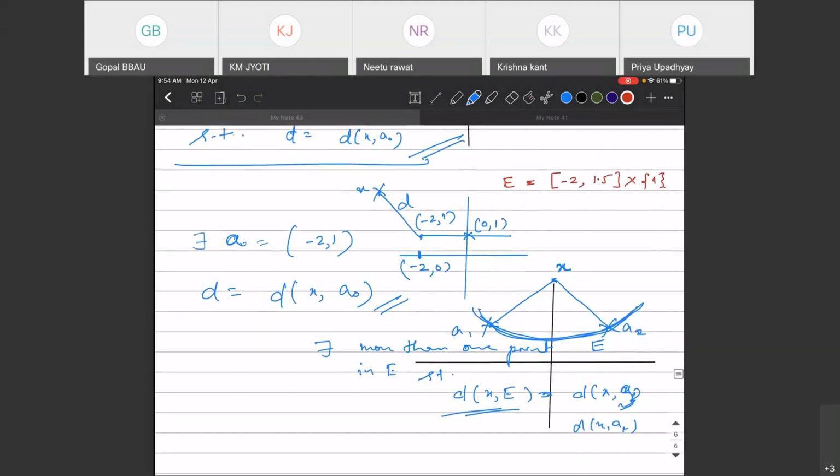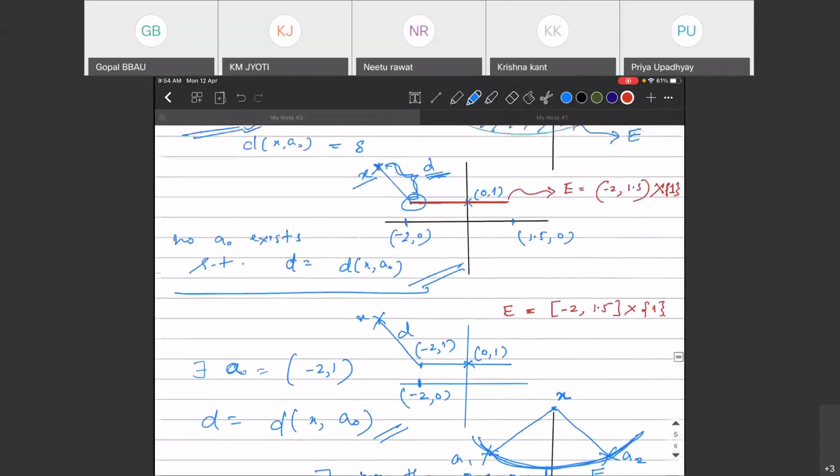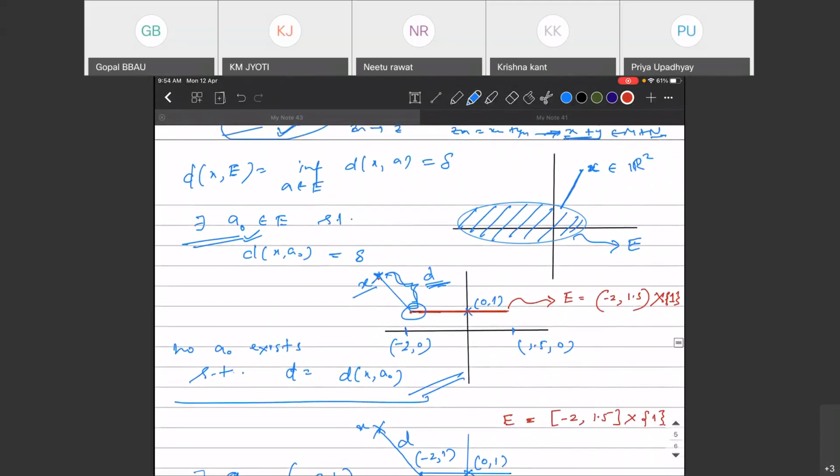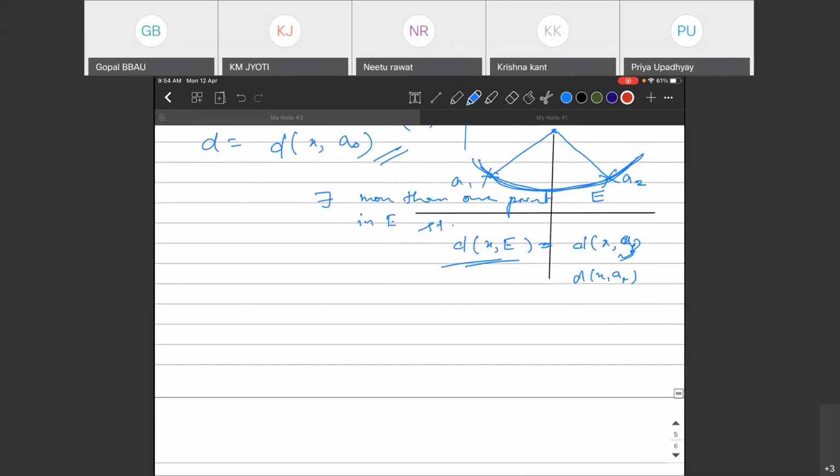Here is our problem. We were interested in, number one, whether there exists a vector in E such that this infimum is attained. And the second question was whether that point is unique or not. So here is our result: the minimizing vector theorem.